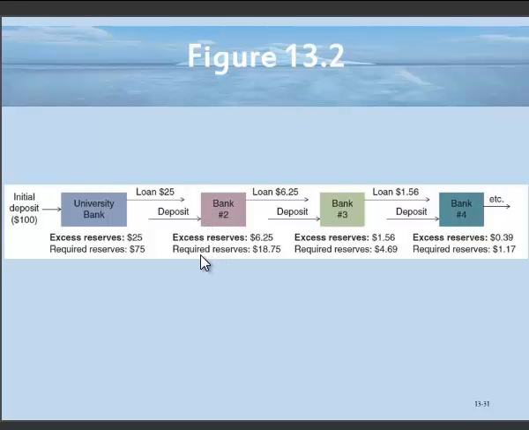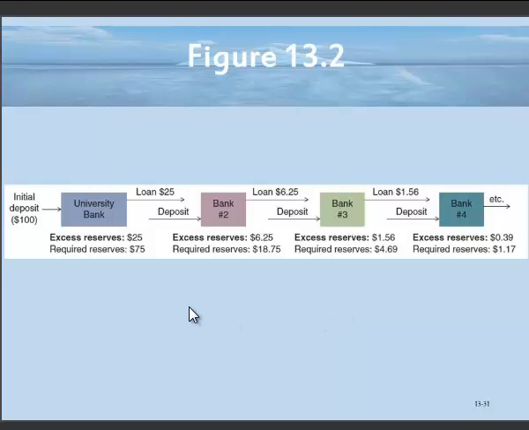and then with the $25, 75% of it has to be kept on hand in the form of a required reserve, so that's $18.75, which leaves $6.25 to be lent over to Bank 3, and then Bank 3 is required to keep 75% of $6.25, which is this figure here, and the difference is what can be lent out. $1.56 can be lent out, etc., etc. And so that's the iteration, that's the way things progress in terms of the money multiplier.